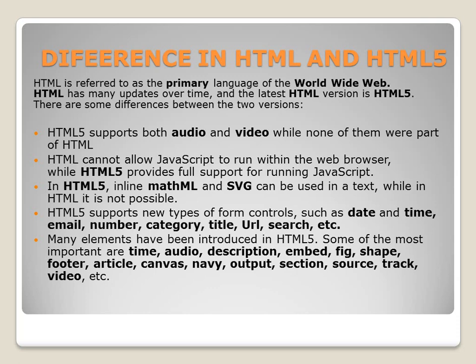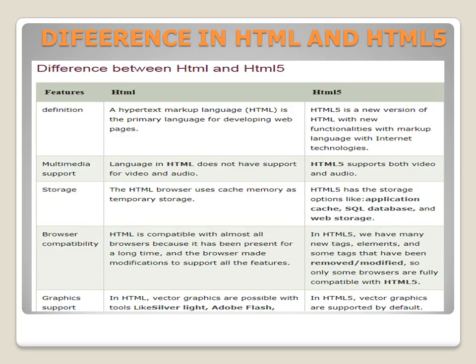In HTML5, inline MathML and SVG can be used in a text, while in HTML it is not possible. HTML5 supports new types of form controls such as date and time, email, number, category, title, URL, search, etc. Many elements have been introduced in HTML5. Some of the most important are time, audio, description, embed, text, shape, footer, article, canvas, nav, output, section, source, track, video, etc.